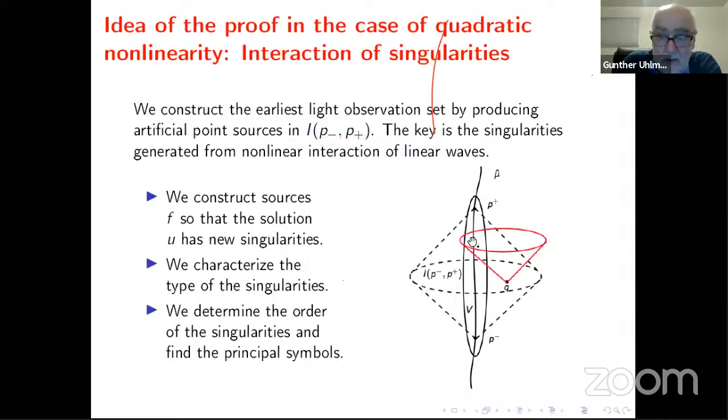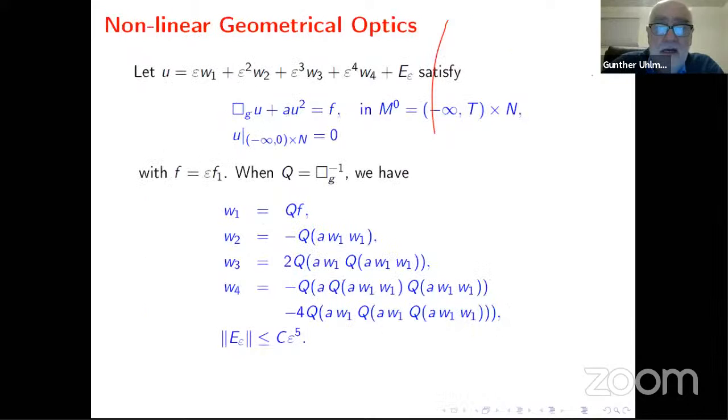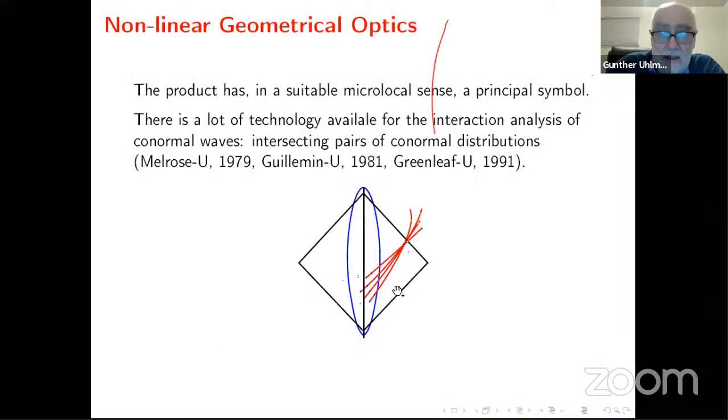So, the way to do the interactions is like in geometrical optics: we send singularities and they intersect at the point, and this point generates new singularities that we can measure. And that gives the information about the inverse problem. So let me do this for the quadratic case. We know how to do this interaction from previous work. This is just a colloquium, so I'm not going to explain how to do this analysis of the interaction of the waves.